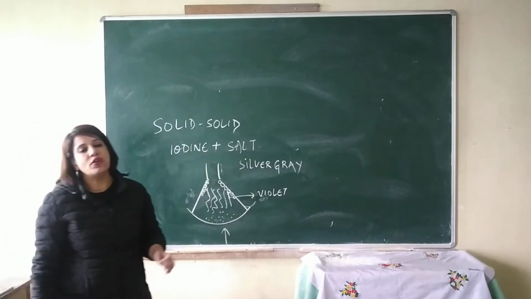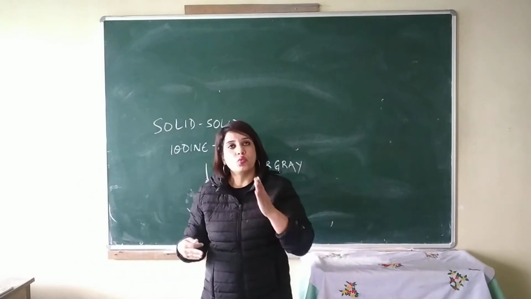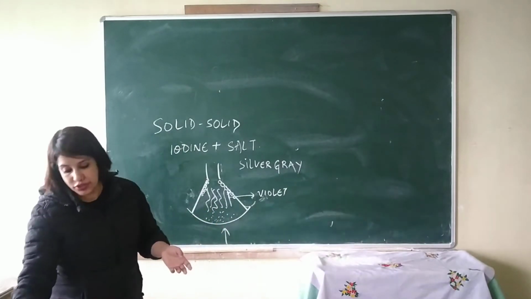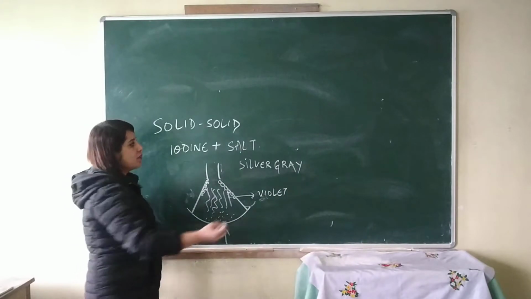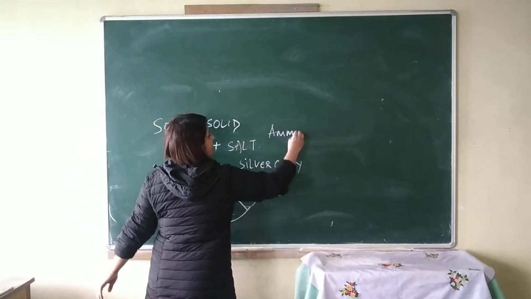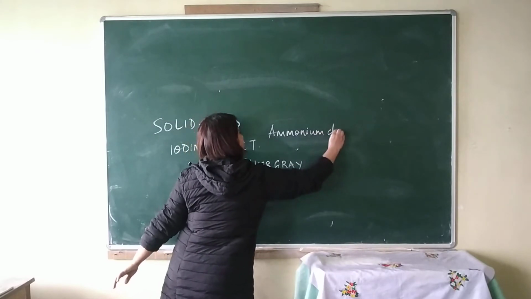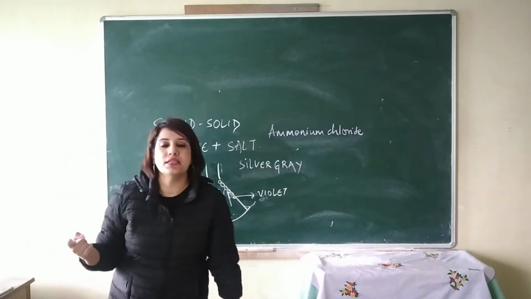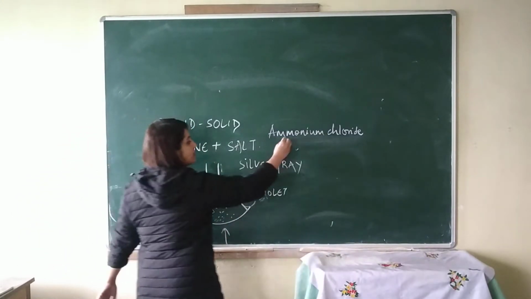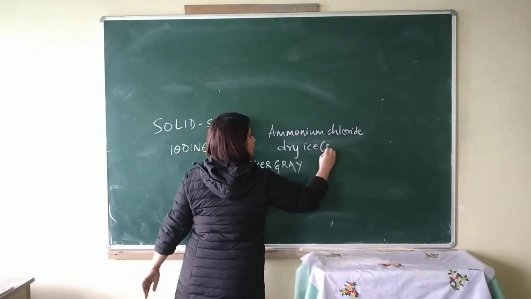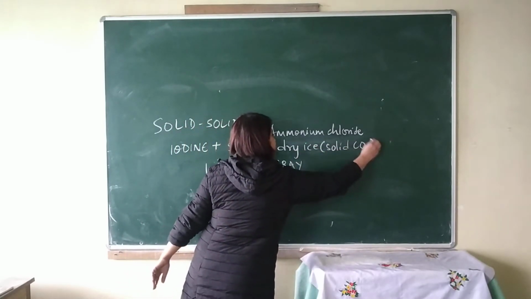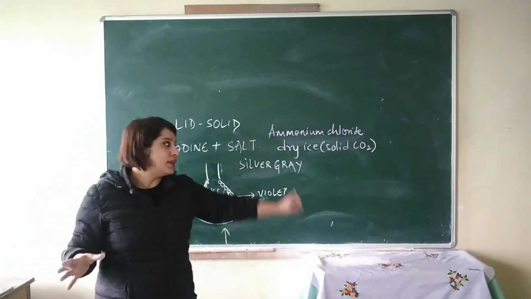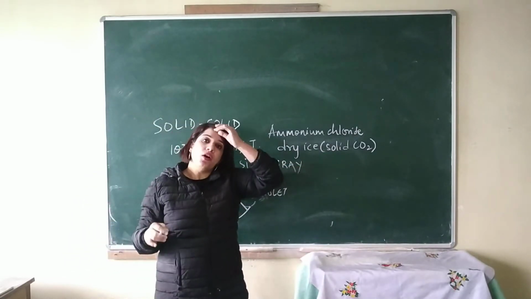So if you are given a mixture in which one of the substances sublimes, then we can follow this method of separation. Other substances which sublime are ammonium chloride, then dry ice. Dry ice is the solid form of carbon dioxide. So ice and dry ice are different. Ice is the solid form of water. Dry ice is the solid form of carbon dioxide.